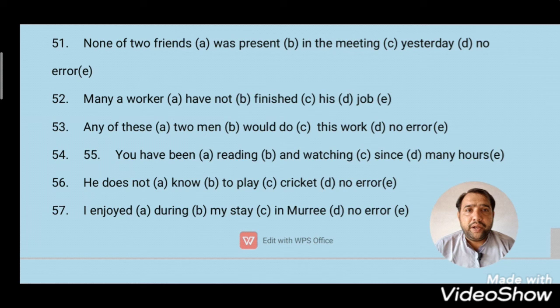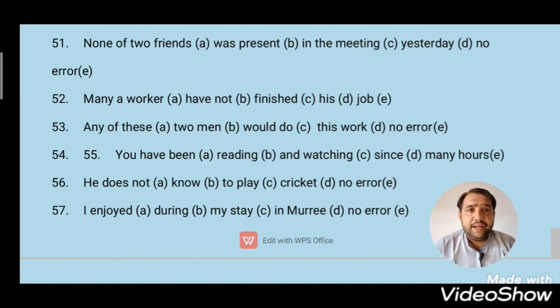But when you are going to make such structure with many, here you have to place a plural noun. It should be many workers, and after that you will use a plural verb. So, many workers have not finished their job. But here we have used this structure many a. So here we need a singular noun, and after that we need not a plural verb but a singular.